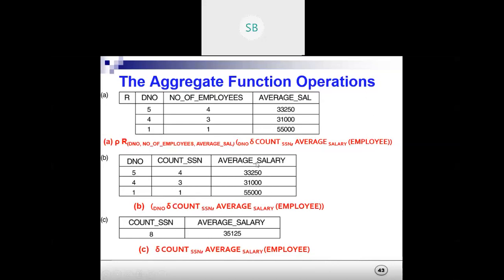And this will provide the average salary because you have used average. How do we find it? We add the salaries and then divide by 3, so we'll get something around 35,125. So this is how we go for the aggregate. Here we have used two functions together. It is also possible to use only delta of count SSN of employee, and then we'll get only 8. If we need to use an aggregate function, we need to use this operator delta.